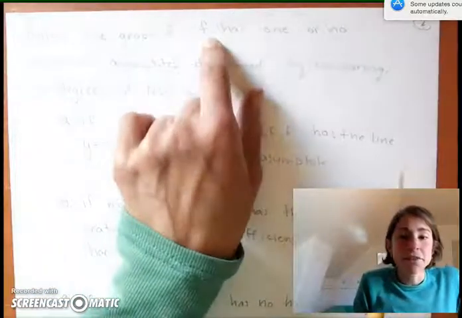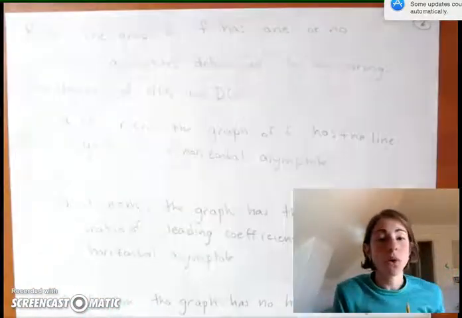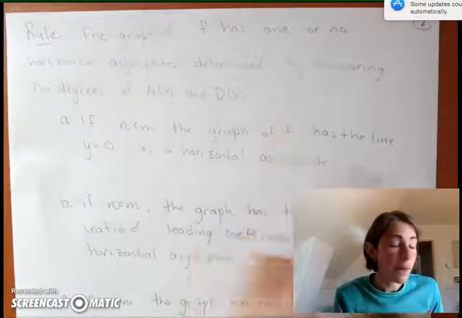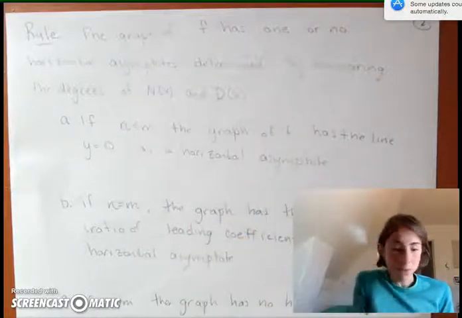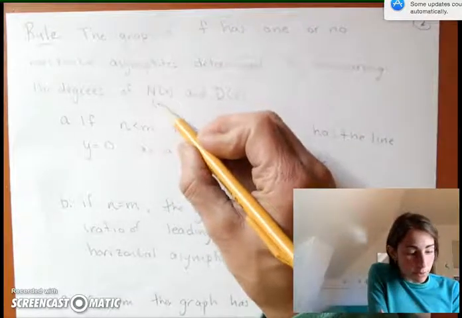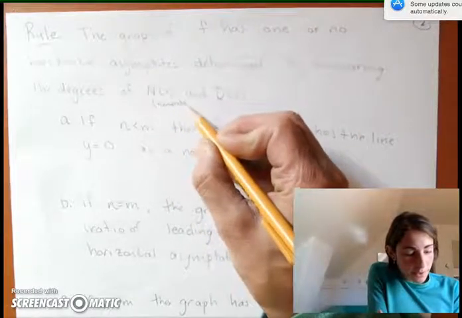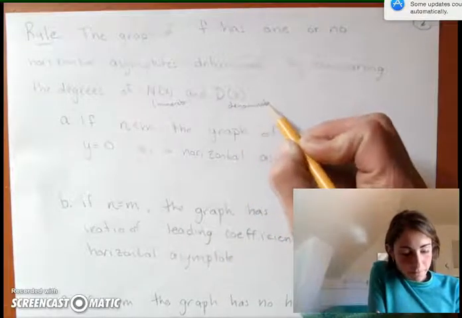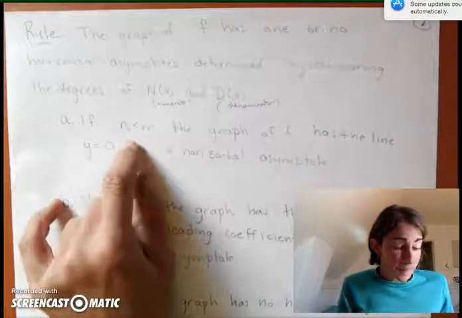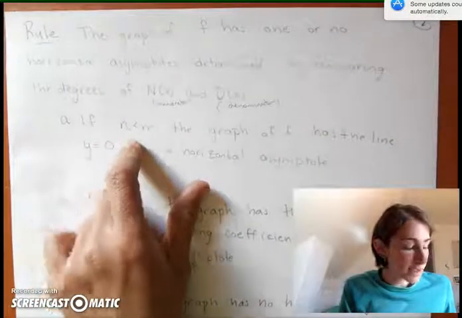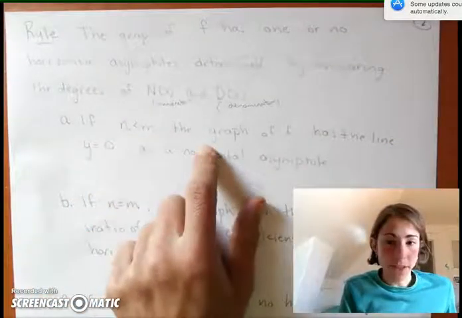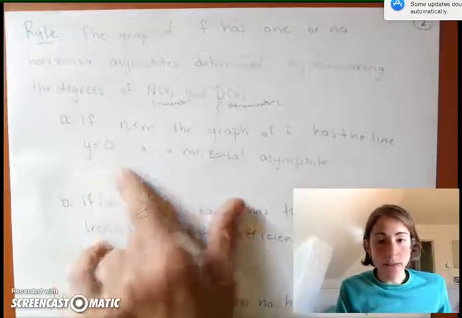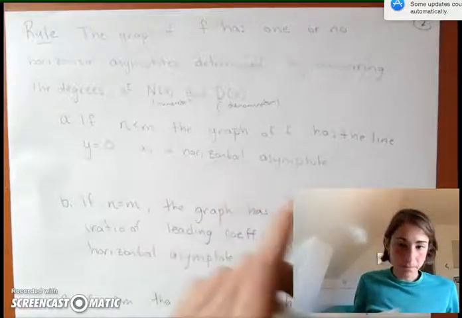The graph of f will either have one or no horizontal asymptotes. The horizontal asymptotes are determined by comparing the degrees of the polynomial on top, so this is the numerator, and the polynomial on bottom, the denominator. So if the degree of the numerator is smaller than the degree of the denominator, then the graph of f has the line y equals 0 as a horizontal asymptote.